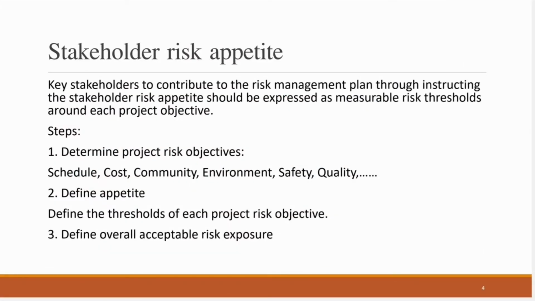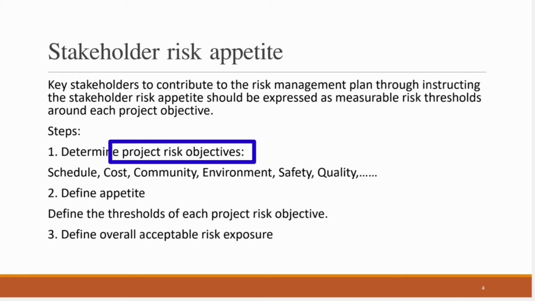The project manager cannot develop the project management plan by himself. He requires the contribution of different stakeholders to help him develop it. And since the risk management plan is part of the project management plan, key stakeholders within the project will contribute to the risk management plan by instructing the stakeholders' risk appetite. It will be expressed as a measurable risk threshold around each objective of the project. We're not talking about the general objectives of the project. We're talking here about the project risk objectives.